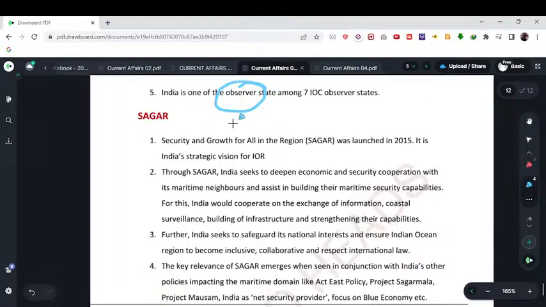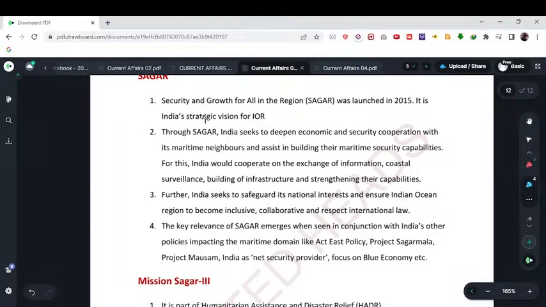SAGAR. Now SAGAR's full form is Security and Growth for All in the Region. It was launched in 2015.